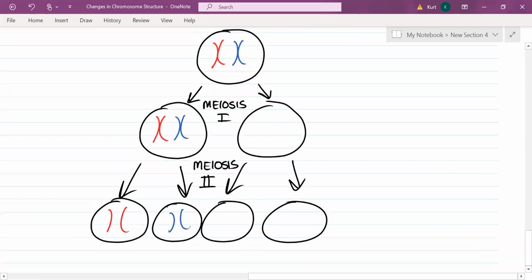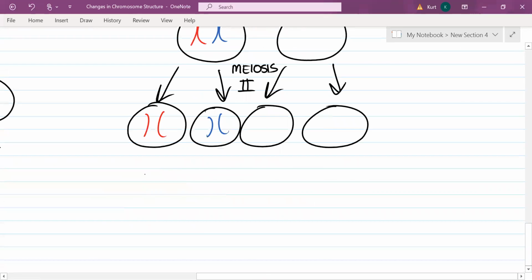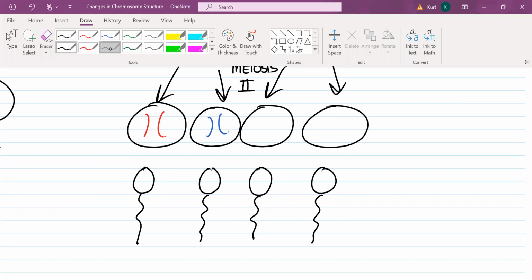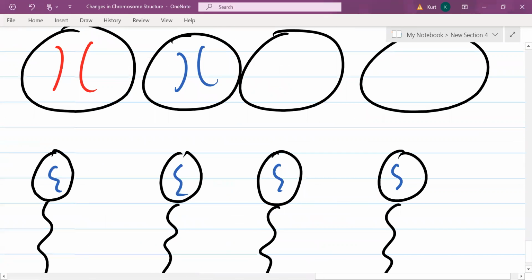Okay. Now, I'm going to take this one step further. Let's say that these are all egg cells. Here's a sperm cell. Here's a sperm cell. Here's a sperm cell. Here's a sperm cell. I want you to look closely at those sperm cells. How many chromosomes are in each sperm cell? How many little colored squiggles? 1. So it's going to match up.